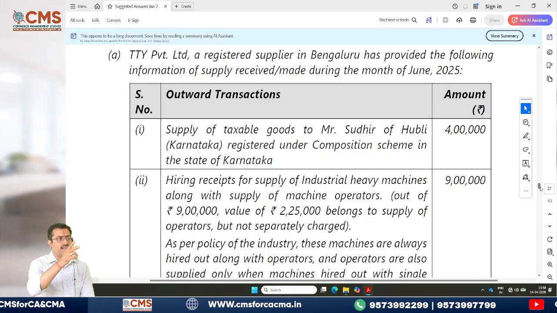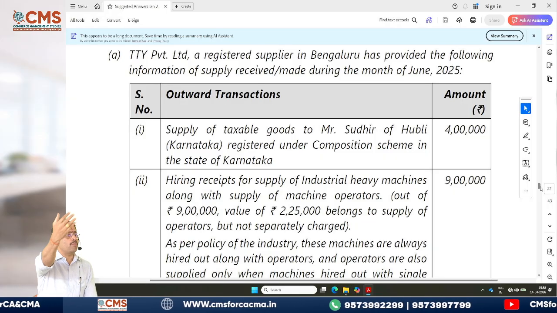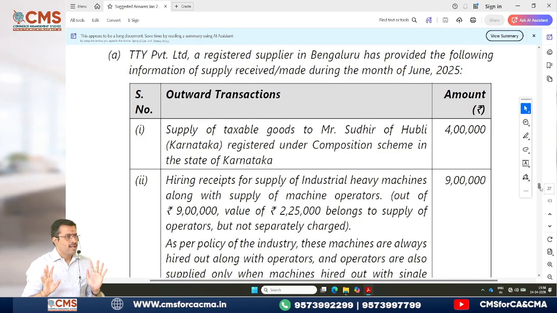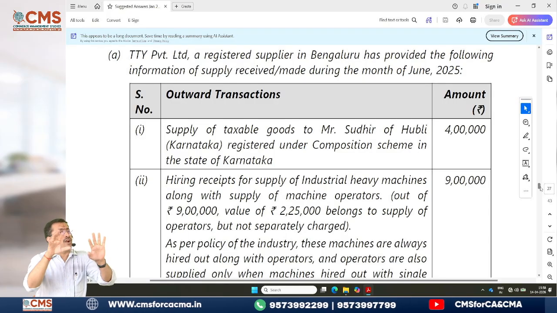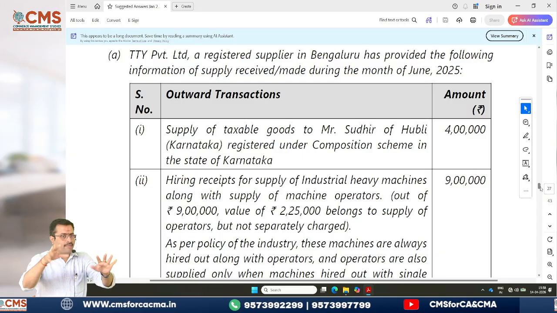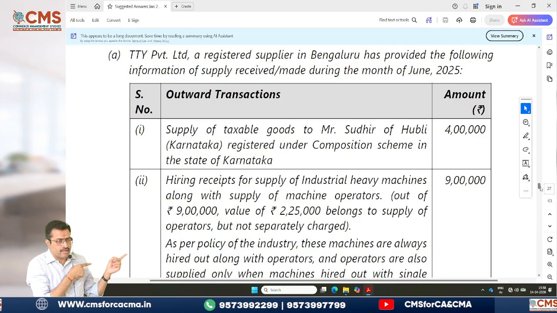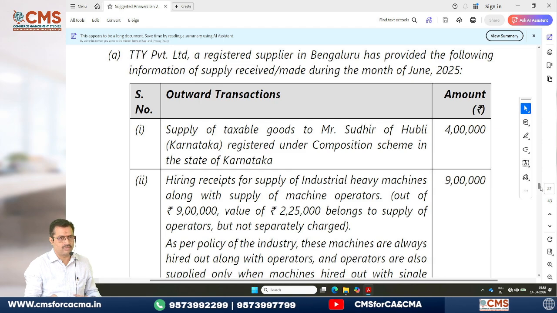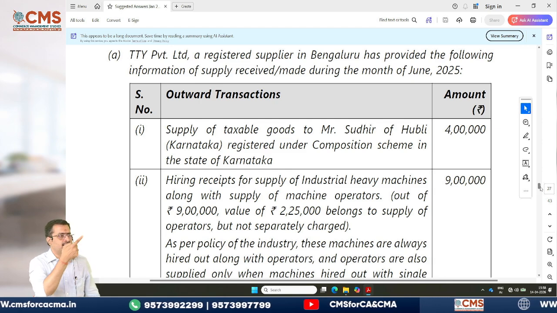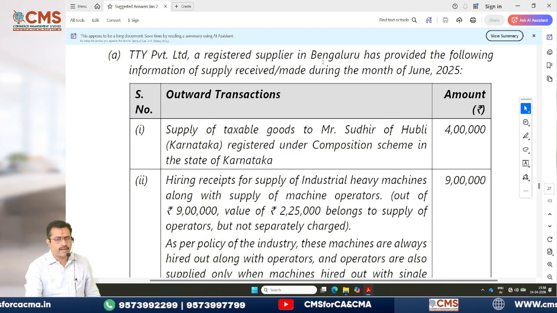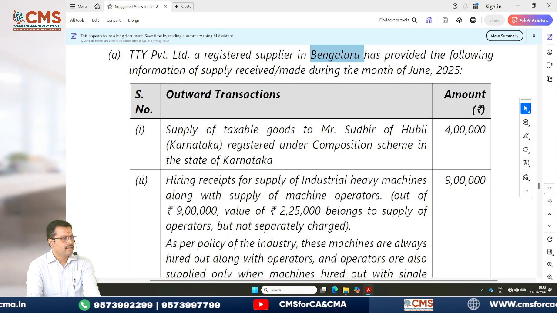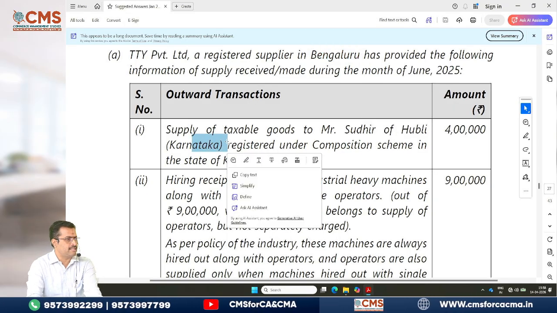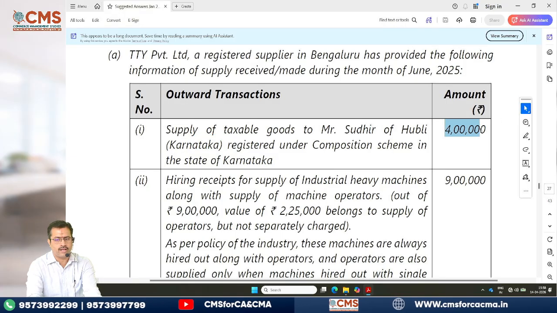Listen, this is how they'll confuse you. He is supplying to a composition person. No problem. He will charge the normal rate only. A composition person should not charge tax to others, but here the person receiving the goods is under the composition scheme, not the person supplying the goods. So 4 lakhs: TTY Private Limited is in Bengaluru and this is in Hubli, nothing but Karnataka, so within the same state. So CGST and SGST will come on this 4 lakh rupees.